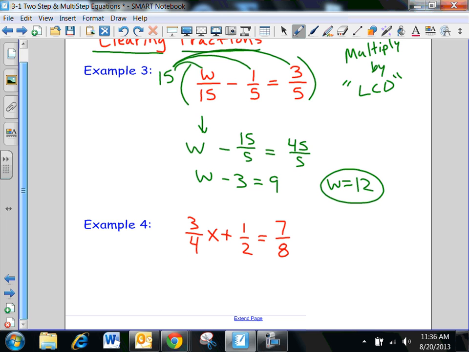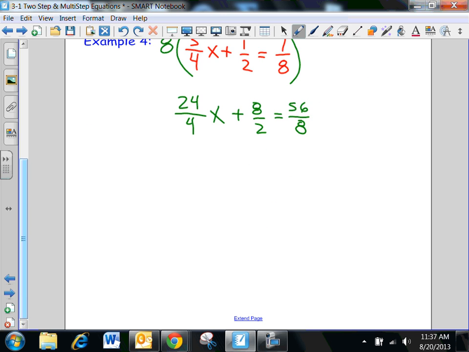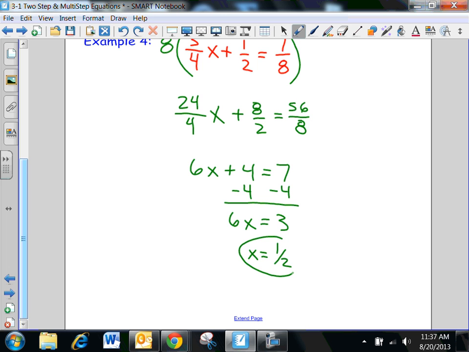Okay? Next example has fractions everywhere in the problem. So I'm going to multiply by my least common denominator, which is 8. When I multiply by 8, I'm going to skip a couple steps. This will be 24 over 4x plus 8 over 2 equals just 56 over 8. Okay? Then I can reduce all these, so this would be 6x plus 4 equals 7. So now I have a problem with no fractions in it, which is what I want. I can subtract 4 from both sides and get 6x equals 3, and I would end up getting x equals 1/2 for the answer for that problem.